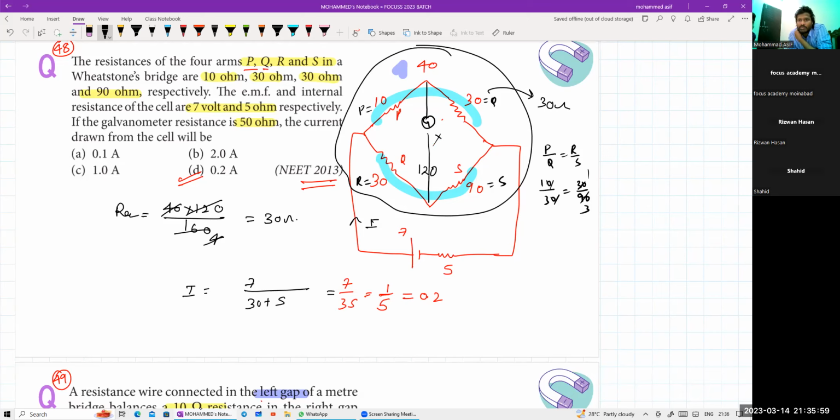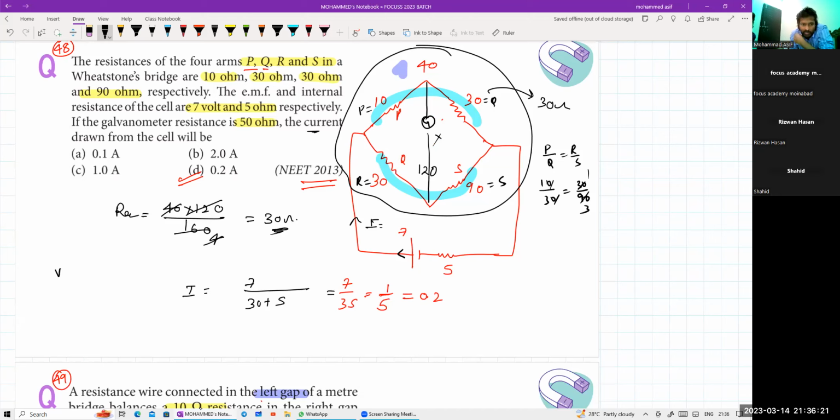And 10 and 30 will be in which combination? 10 and 30 will be in series. 30 and 90 will be in series. And 10 plus 30, 40. And 90 plus 30, 120. So these two are in parallel. 40 into 120 divided by 40 plus 120. तो कितना आ रहा है effective? 30. पूछ रहा है, current drawn from the cell. यानी इस cell से current कितना आ रहा है?